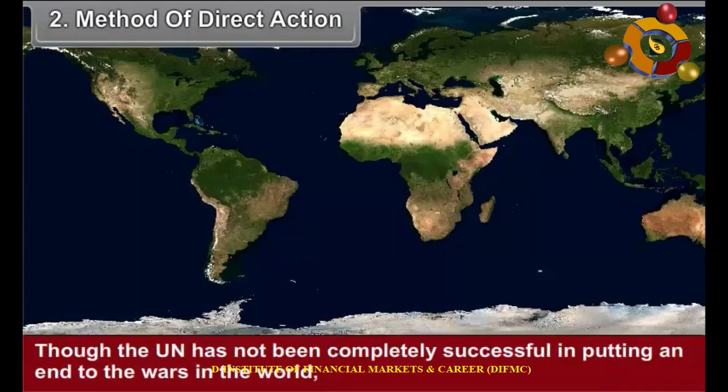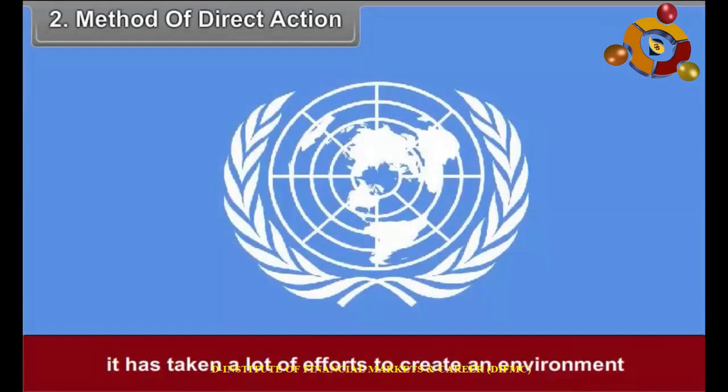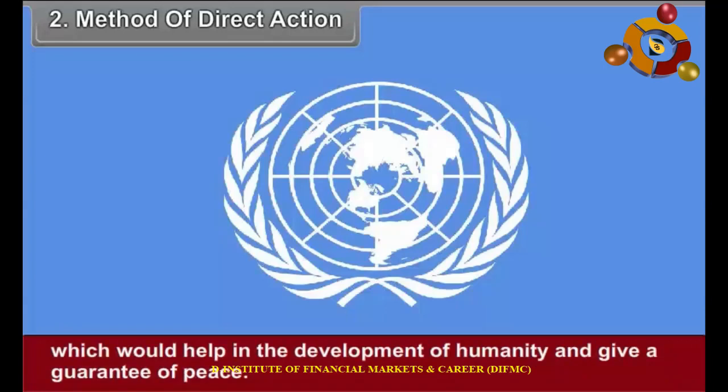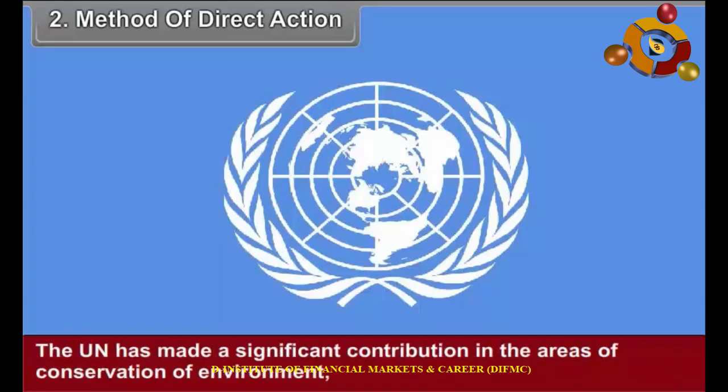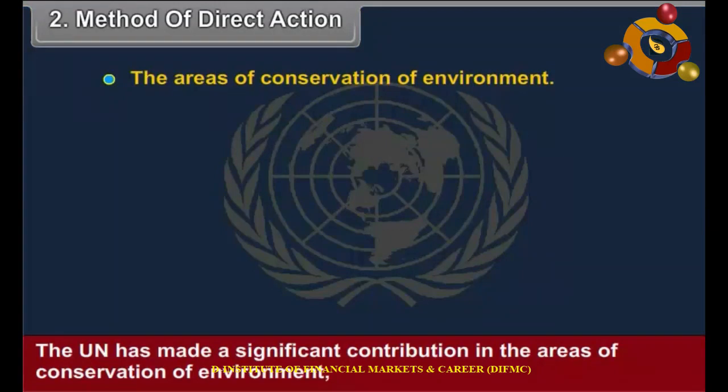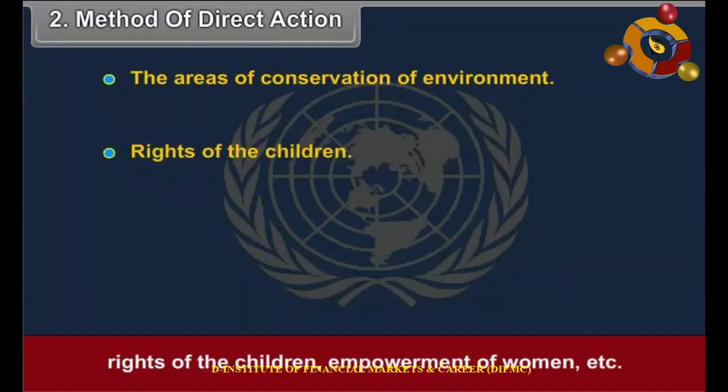Though the UN has not been completely successful in putting an end to the wars in the world, it has made a lot of efforts to create an environment which would help in the development of humanity and give a guarantee of peace. The UN has made a significant contribution in the areas of conservation of environment, rights of children, empowerment of women, etc.